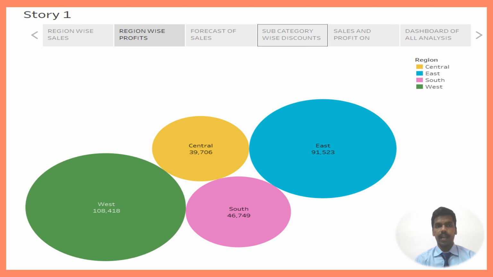Next, we will analyze the region-wise profit. In this graphical or pictorial representation, you can see that green stands for the west region, blue stands for the east region, pink stands for the south, and yellow stands for the central region. By seeing this, we can easily analyze that compared to all other regions, the west region has earned more profit, followed by the east region. This says that in every region, as I said before, we cannot expect the same rate of profit. So the profit varies according to the amount of sales we have made.